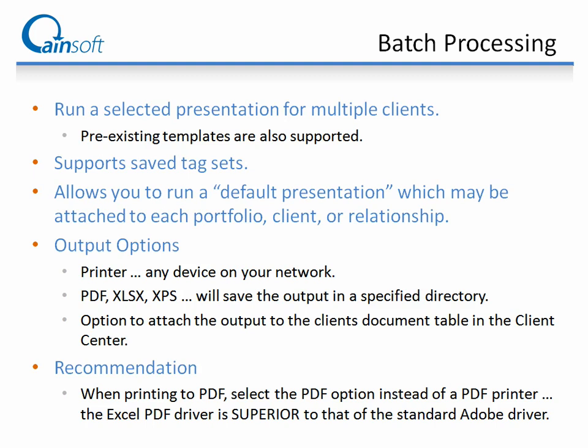You can send to any printer device on your network, so Laser 4, Laser 5, the Canon color copy or whatever it may be. You can also save output to a specified directory, and the currently supported outputs are PDF, XLSX, which is basically an Excel spreadsheet with my programming code stripped out of it, and then XPS, which is basically a Microsoft kind of equivalent of PDF, which is available in Windows Vista and Windows 7.